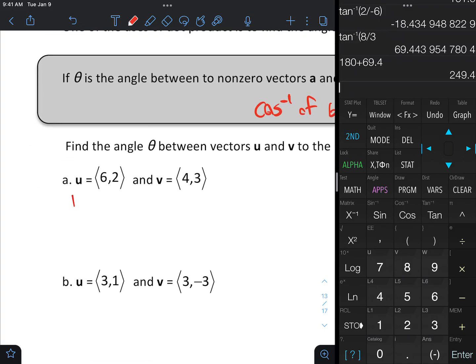First thing I'm going to do is dot product. Your dot product here is going to be 6 times 4, plus 2 times 3. That's going to be 24 plus 6. That's going to come out to 30.